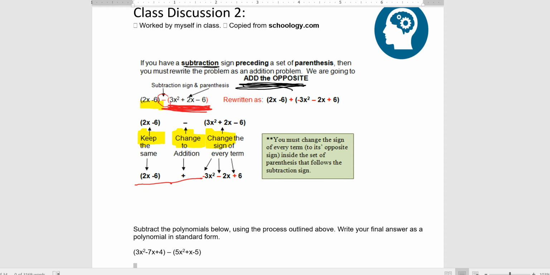This is the important thing. You must change the sign of every term to its opposite sign inside the parentheses that follows the subtraction sign.